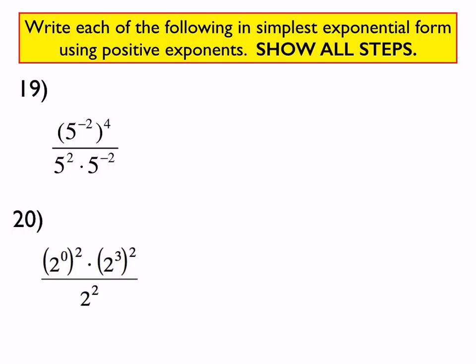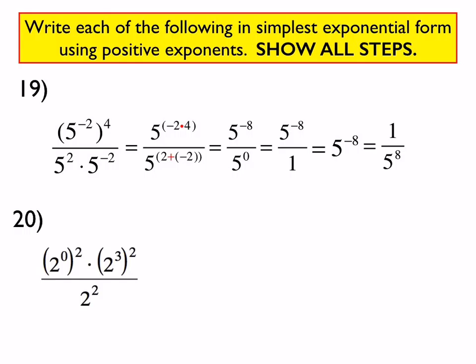Number 19, we need to simplify the numerator and simplify the denominator. So numerator, we have a power to a power. Denominator, we have like bases in a multiplication problem. So we end up with 5 to the negative 8 over 5 to the 0, which is clearly going to be 5 to the negative 8, which is 1 over 5 to the 8th.